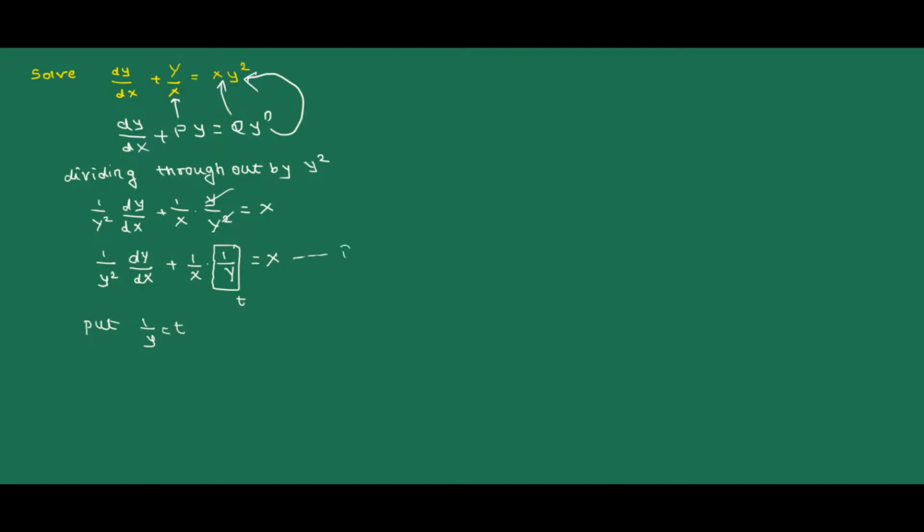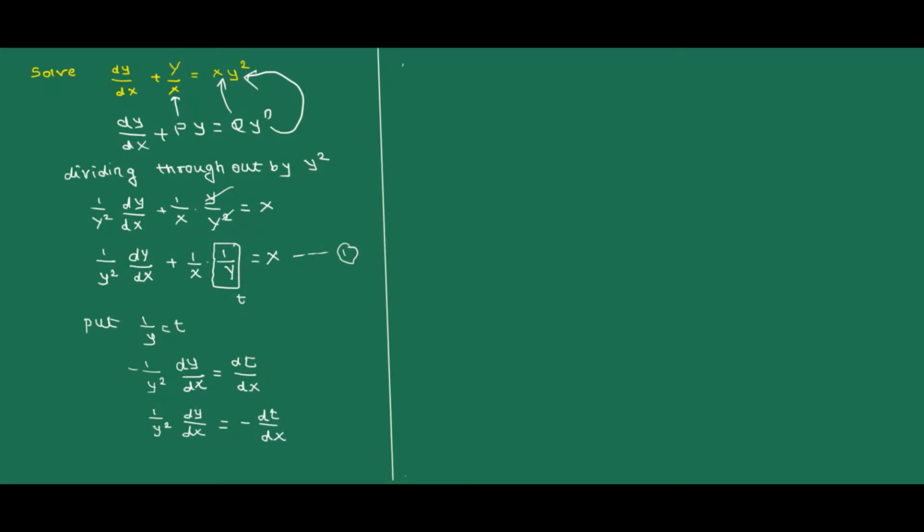So this is actually equation number 1. What is differentiation of 1 by y? Differentiation of 1 by y is minus 1 by y square into dy by dx, which is equal to dt by dx. So 1 by y square into dy by dx is equal to minus dt by dx.